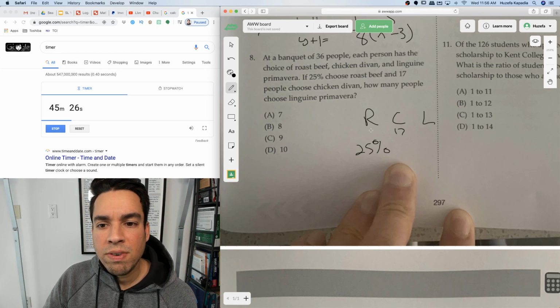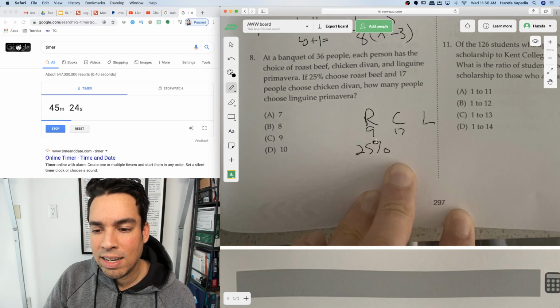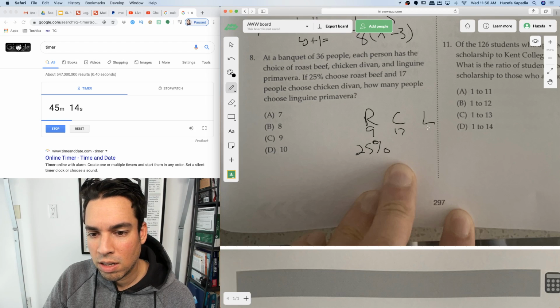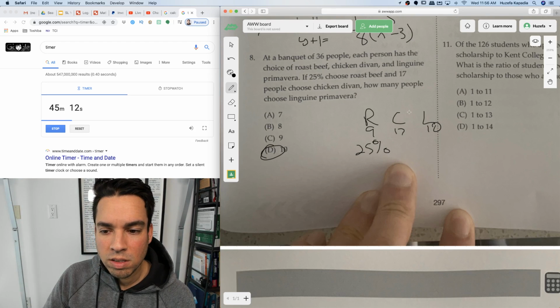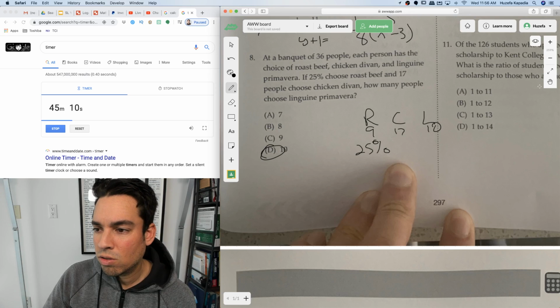Okay, so 25% of 36 is 9, right? That's 1/4 basically. 17 people choose chicken, so that's 26. So it's 10. 10 people choose the linguine. Because it's 10 plus 9, 19, plus 17 is 36 total.